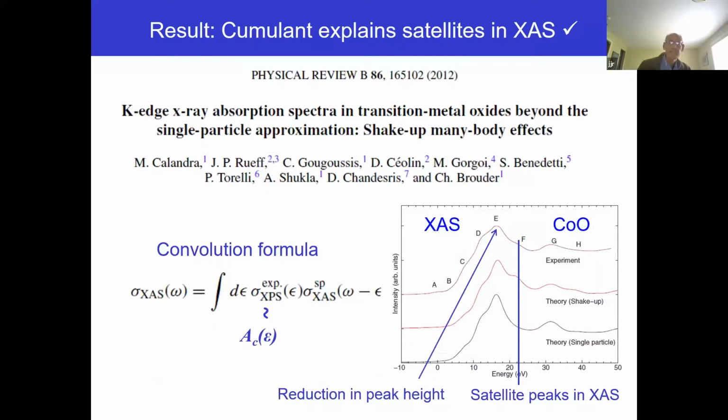So what happens? If you look closely at materials like transition metal oxides at the near edge, what you see is that the single particle theory, like the FEFF code, has too much strength at the edge compared to experiment. And it misses these kind of early peaks. They're called satellites. But the convolution formula builds it in. And this was done by Calandra and company in Paris. And they represented these excitation spectra with the XPS spectra.